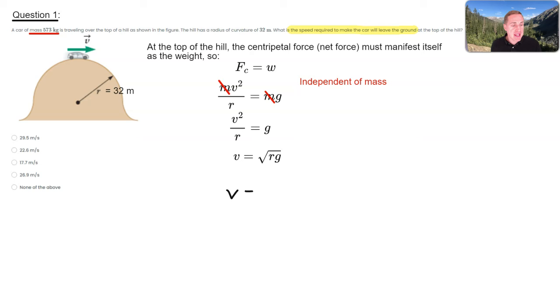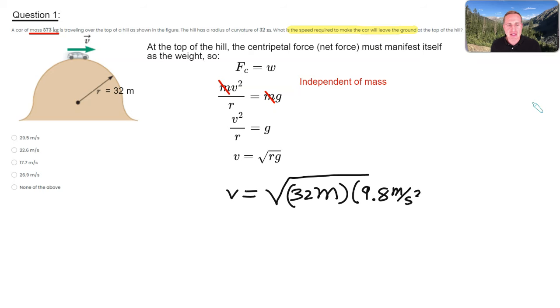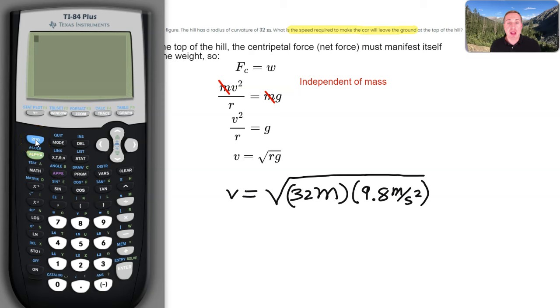That's going to be v equals the square root of, let's see, r was 32 meters. G we know to be for Earth approximately 9.8 or even 9.81, but I think we can just safely use 9.8 meters per second squared. So using our calculator, let's generate our answer using the square root of 32 times 9.8. And we get about 17.7.